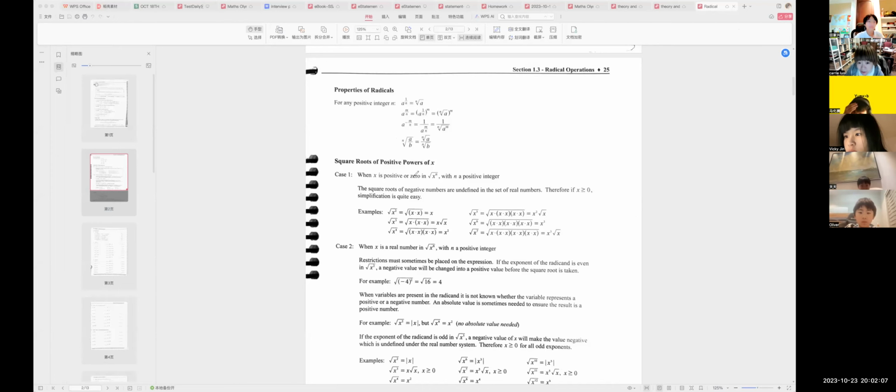When x is positive or zero in this one, when n is a positive integer, we can take a look at this one. So the square root of x squared is actually equal to x. And the square root of x to the power 3, or we can say x cubed, is equal to x times the square root of x. Let me just explain this question.